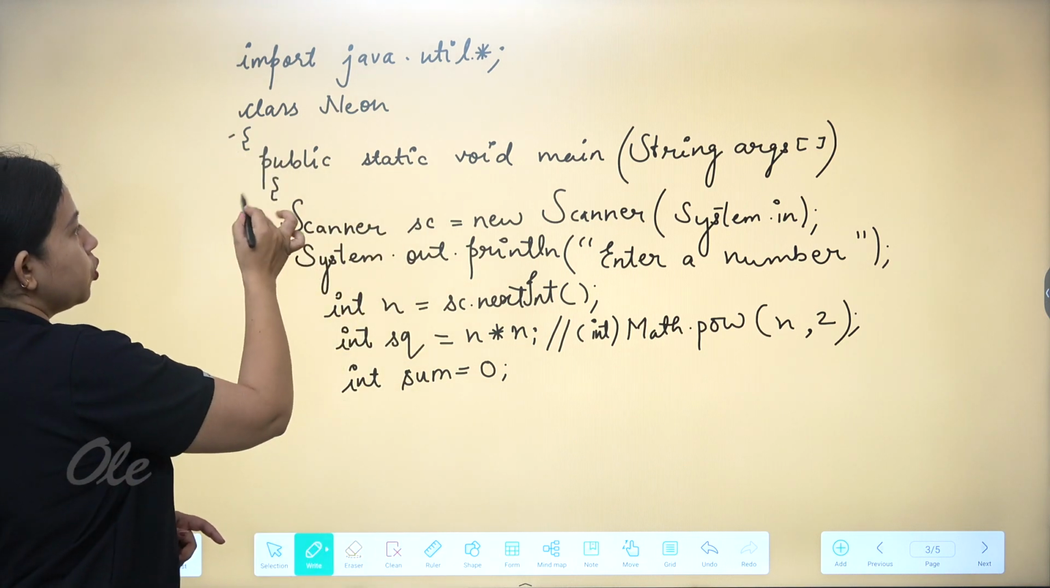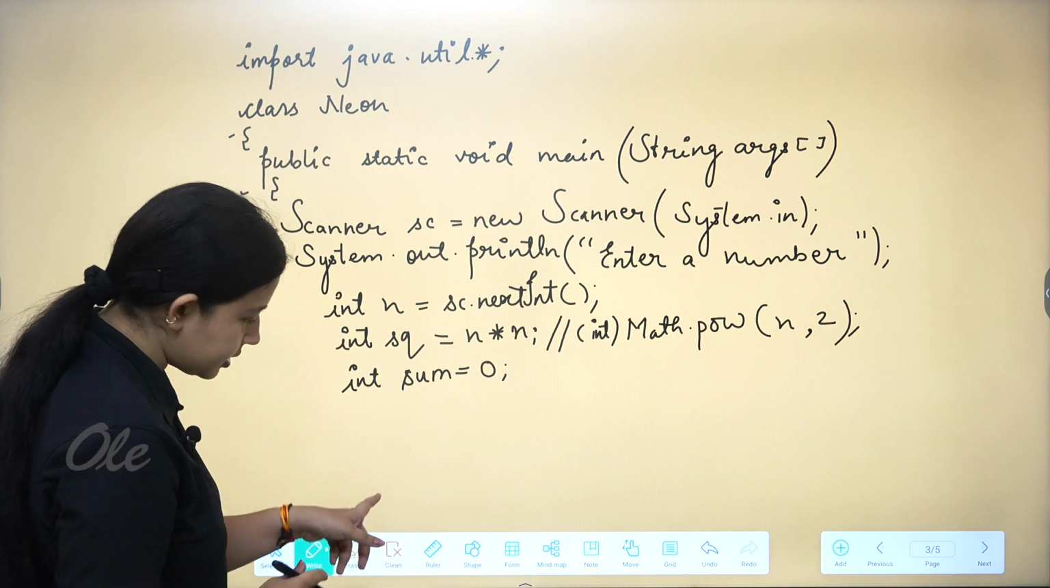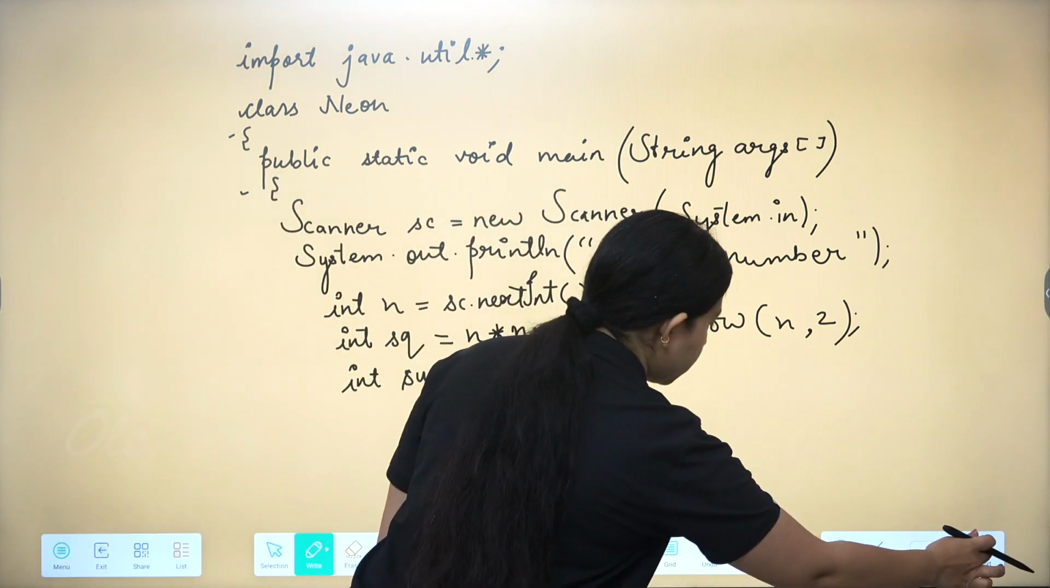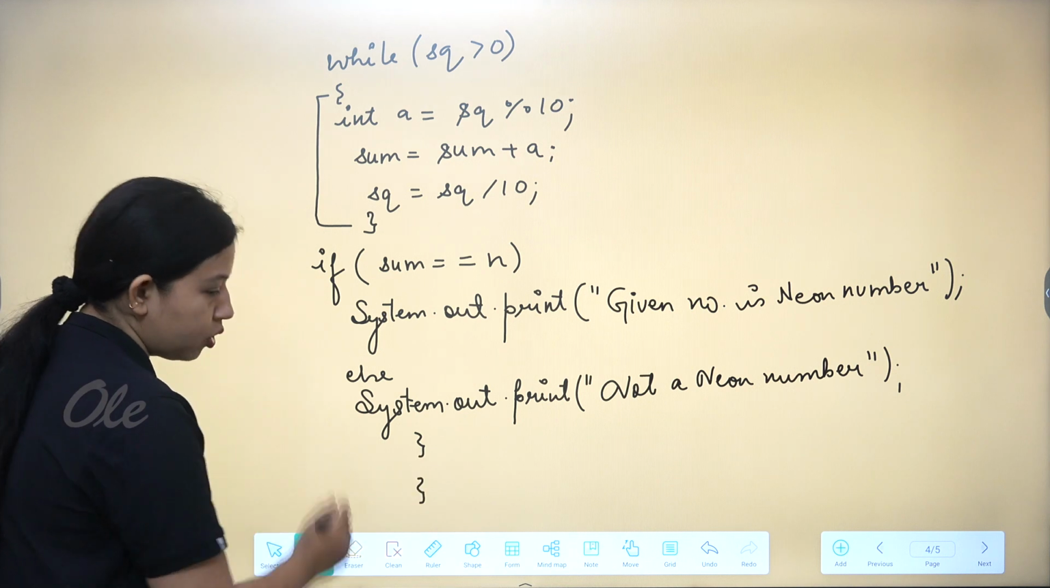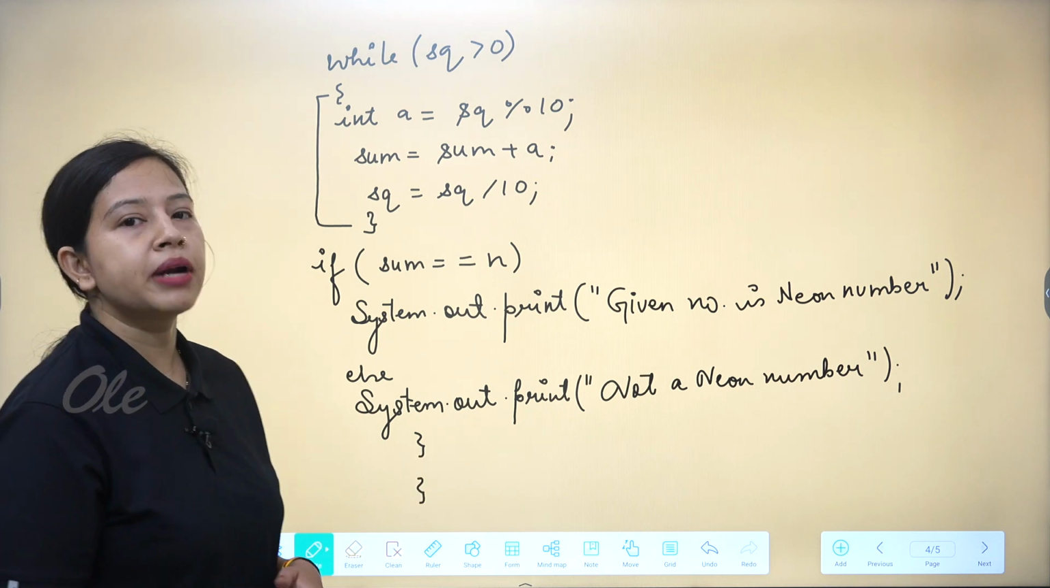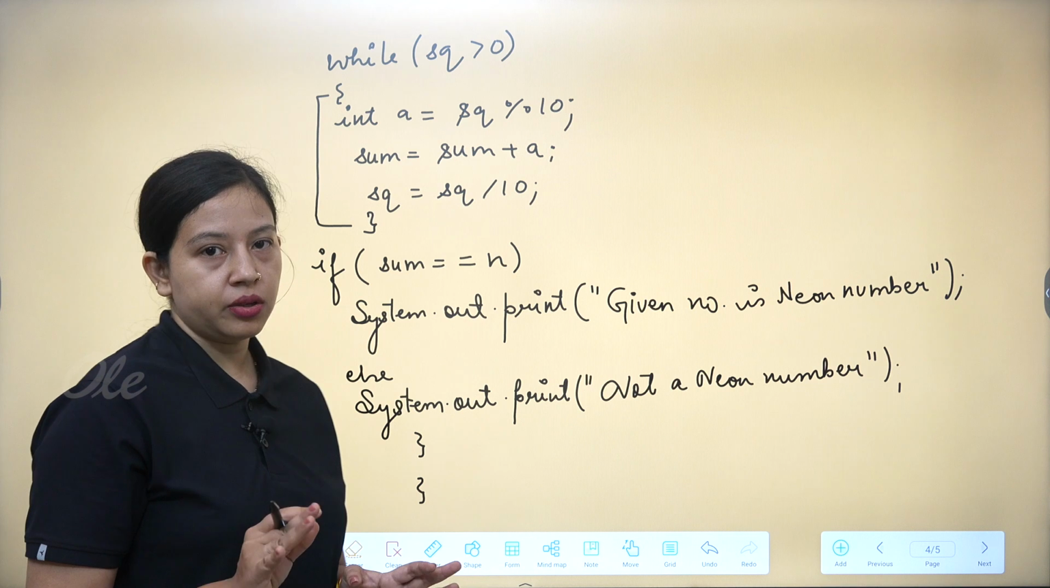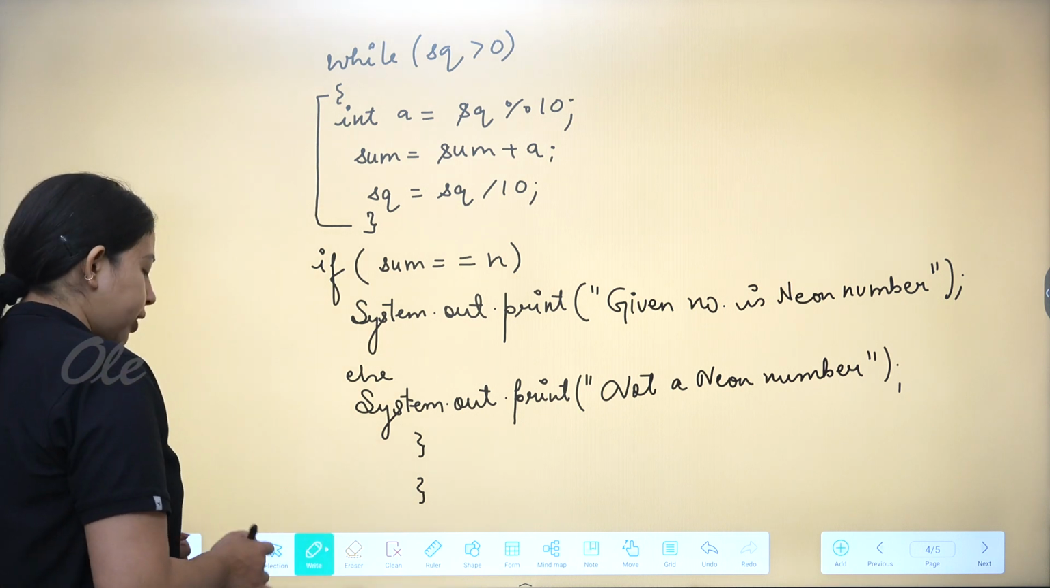1, 2. 2 brackets are open. Is there a close? No. So we need to close the brackets over here. 2 brackets. So the number of opening brackets and closing brackets should be equal to each other. Alright, so this is one important aspect.